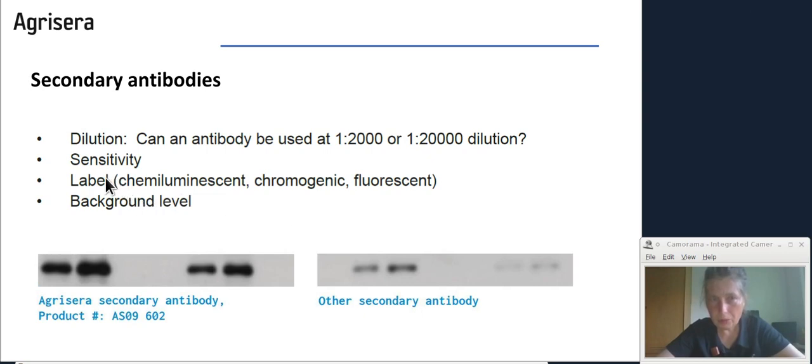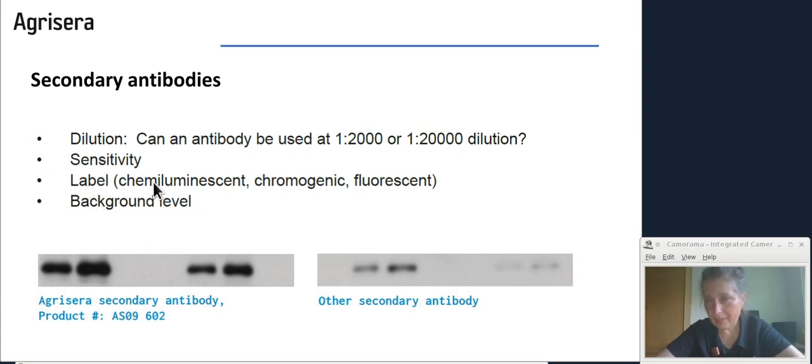Also, it is important which secondary antibodies we are using, because there is actually a difference between secondary antibodies in their strength. So if an antibody is used in a dilution of 1 to 2,000 or 1 to 20,000, it is a considerable difference in how many tests it can be applied to. Also, secondary antibodies used in higher dilution will be less likely to contribute to any background.